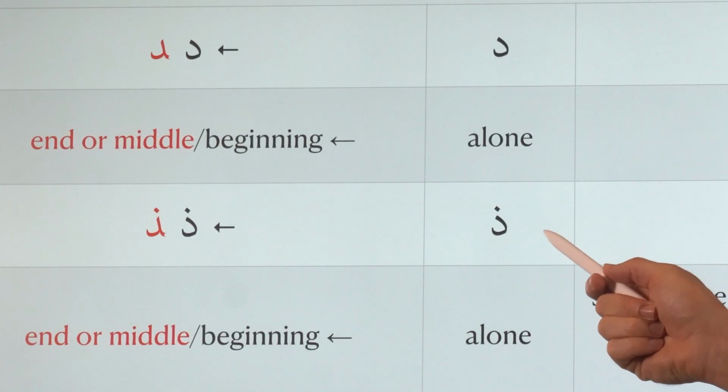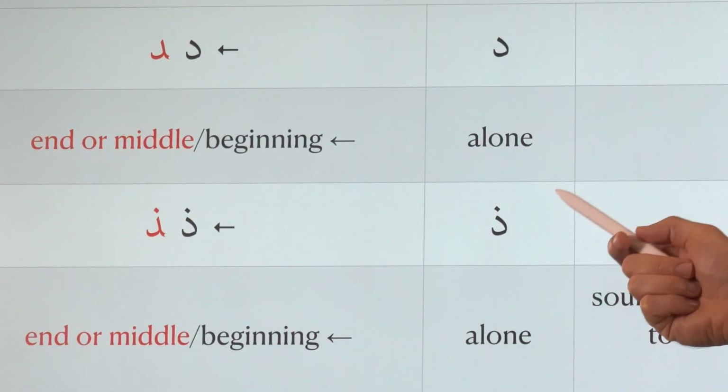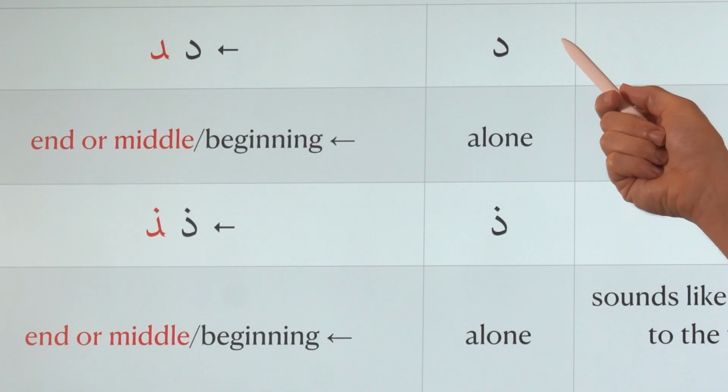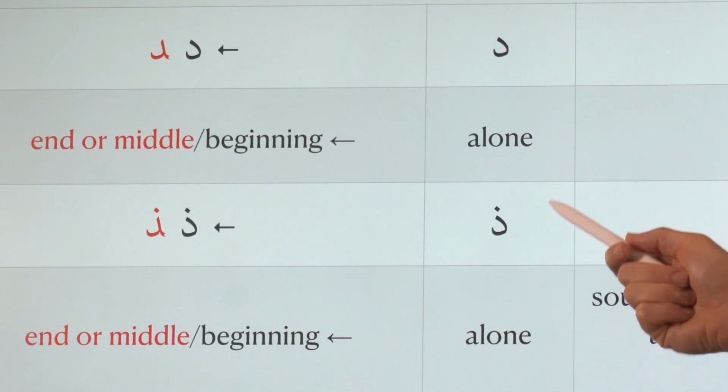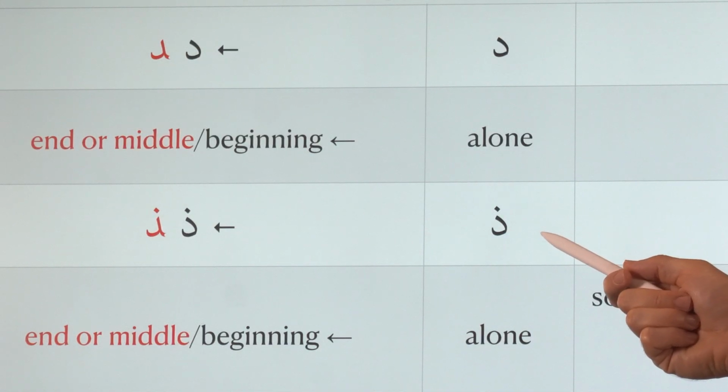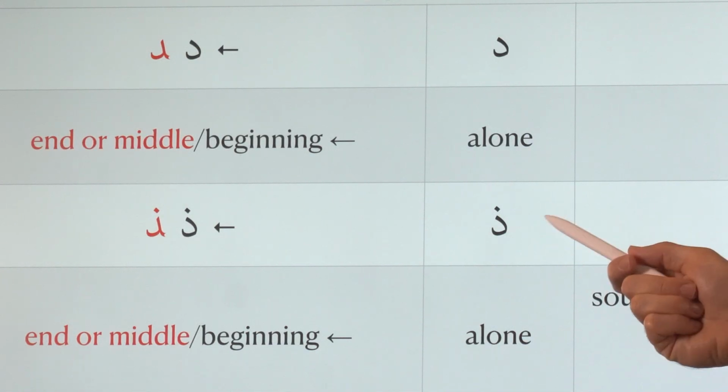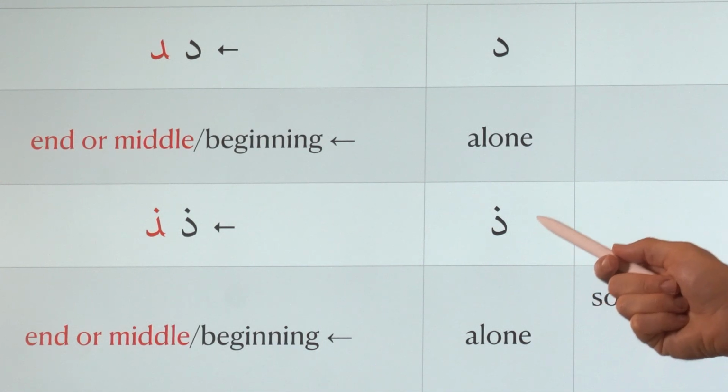So this is how the letter Thal looks alone. And as we can see, it looks exactly like the letter Dal, except there is one dot above for the Thal. And it will also never physically connect with a line to a letter coming after it. So this is how it looks when it's written alone.